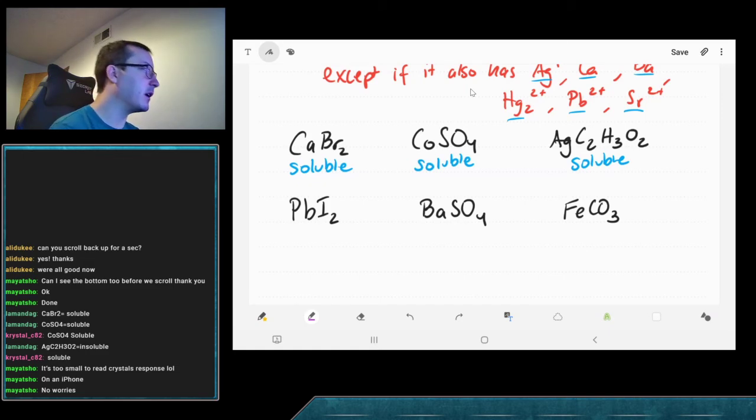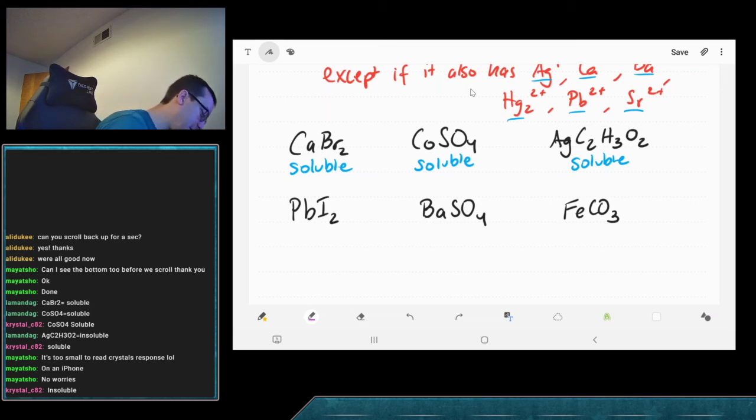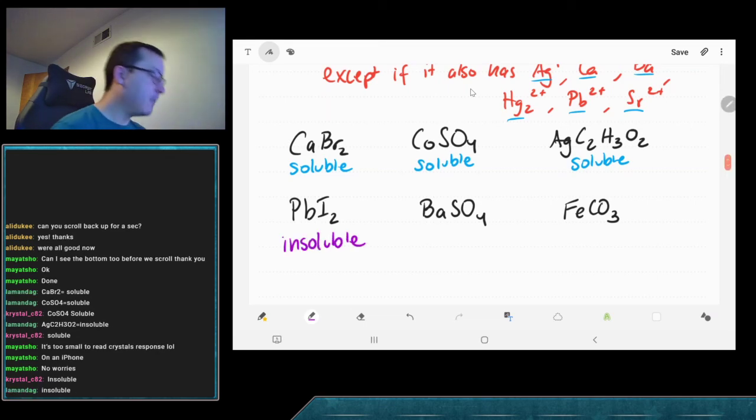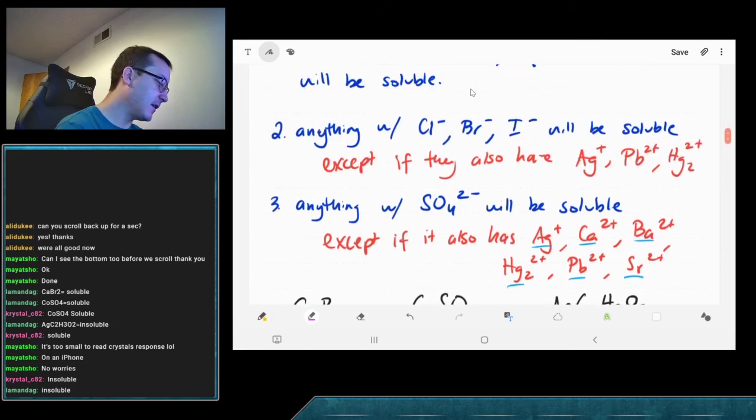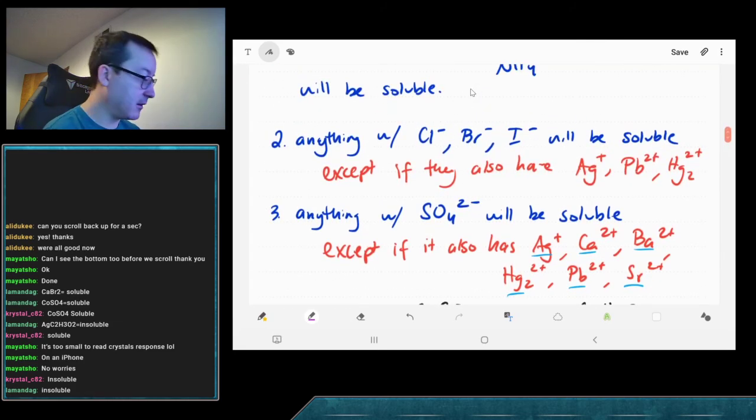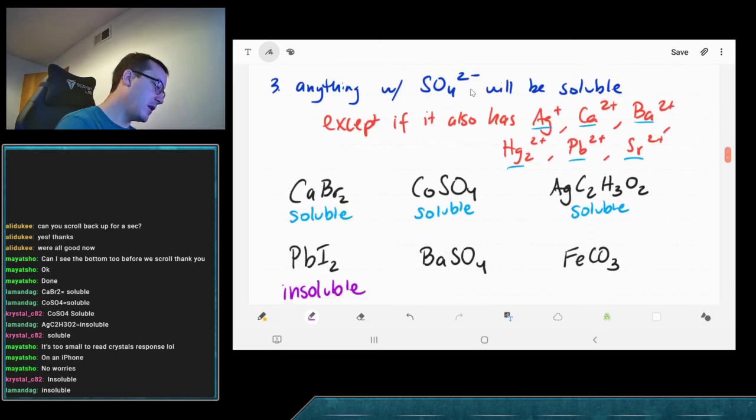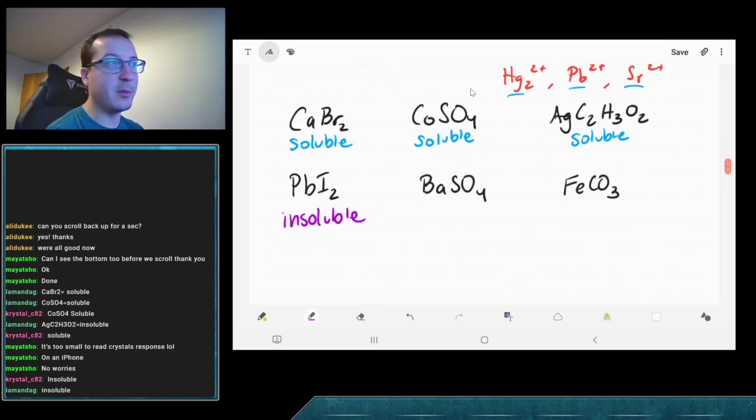Anyways, how about the lead 2 iodide here? Okay, so for this one, Crystal has said insoluble. And how did we know that? Because, of course, we're looking at rule 2 here. We're expecting things with iodide to be soluble. However, lead 2 is one of our things that will make it insoluble. So, as a result, the lead 2 iodide will be insoluble.